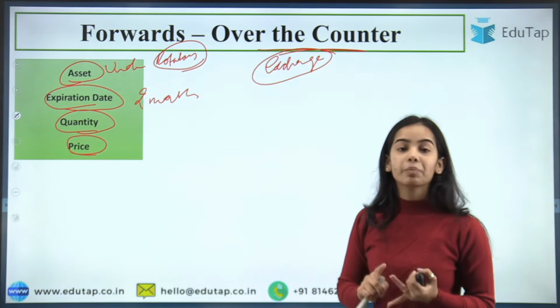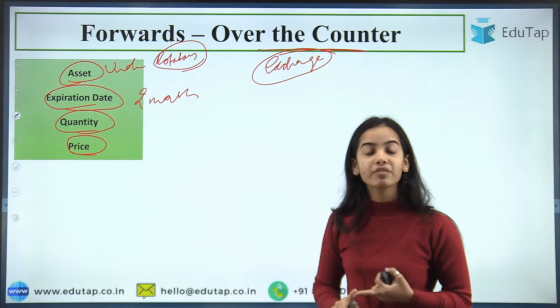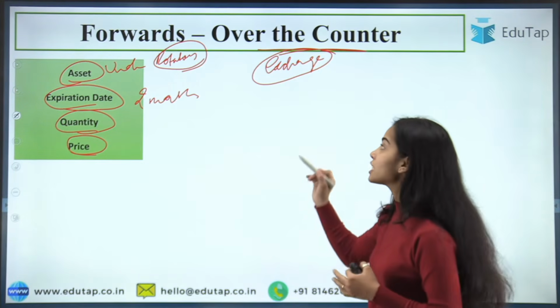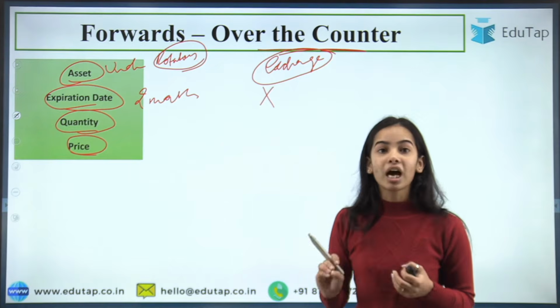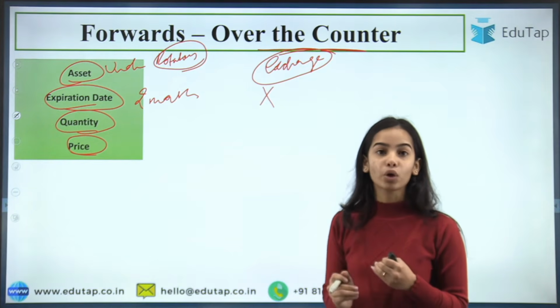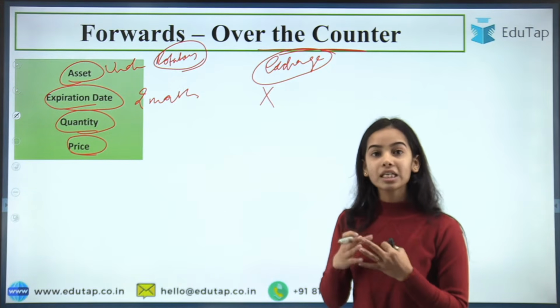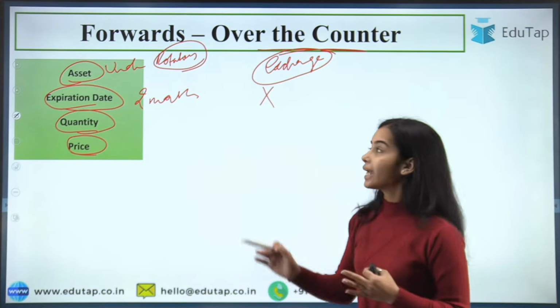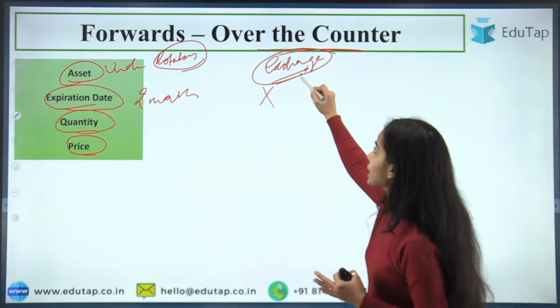There is no NSE, BSE, or National Commodity and Derivatives Exchange involved. That is, there is no authority looking after whether the trade is actually happening or whether the contract is being maintained. So here, the exchange is not involved.